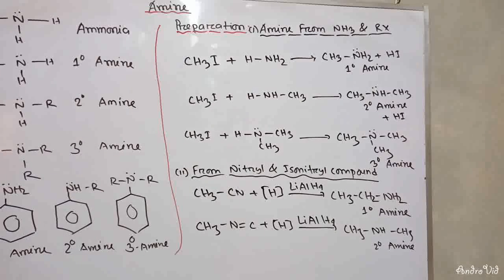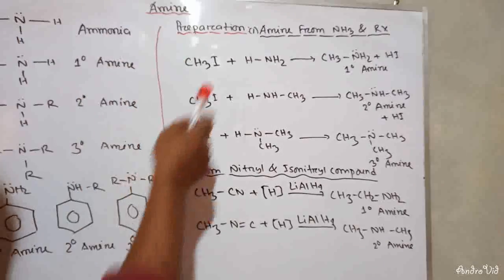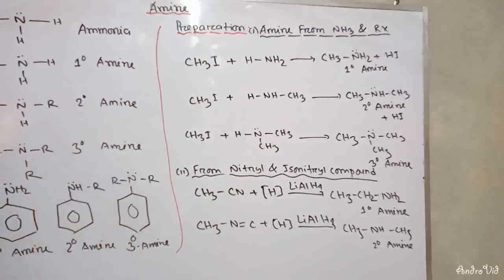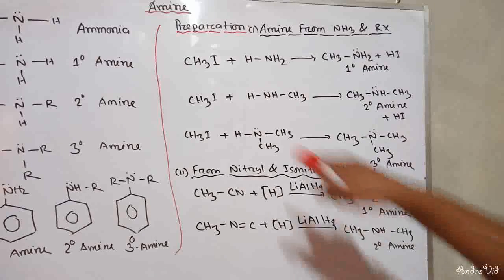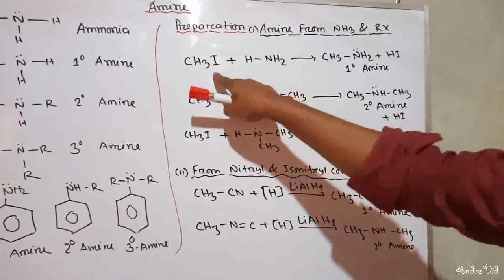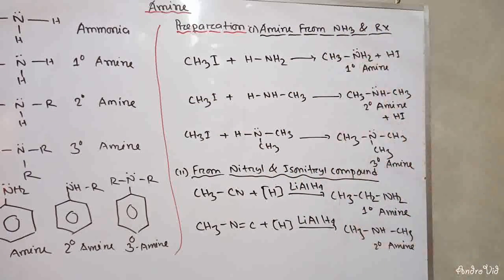If you treat methyl iodide with ammonia, then you will get a 1 degree amine. This is basically one kind of substitution reaction. Here the hydrogen atom will be replaced by NH2. By this way, CH3NH2 will be formed, and this type of compound is called a 1 degree amine.